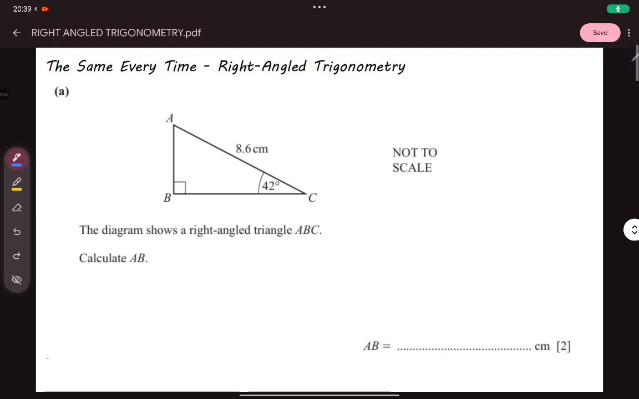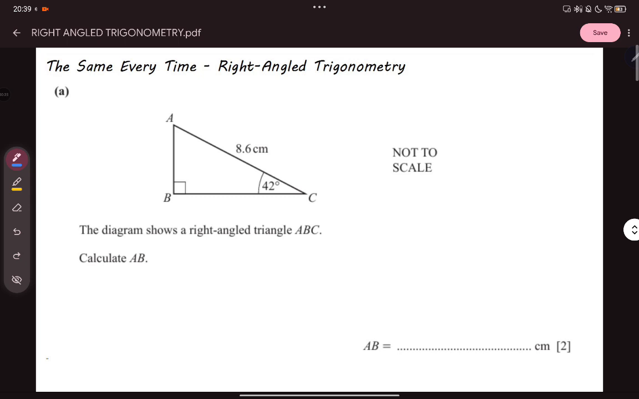Welcome to another video, the same every time, IGCSE Maths, GCSE Maths. And we're still looking at right angle trigonometry, finding sides, finding angles. If you've watched the previous two videos, you will know exactly what to do in this particular question. So why not pause the video, try the question, then restart and compare your answer with mine.